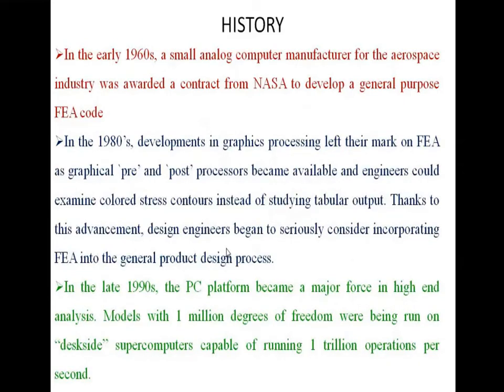In the 1980s, with development in graphics processing, higher configuration computers started developing. For finite element analysis, graphical pre-processing and post-processing methods became available, and engineers could examine color contours, that is the red, green, blue colors. We will see this in the further slides, instead of studying tabular results. Earlier methods gave results in tabular form, but graphical results were developed during the 1980s, a graphic representation of the finite element analysis.